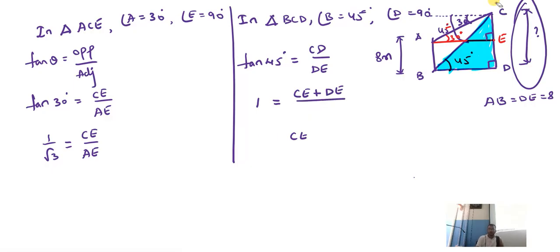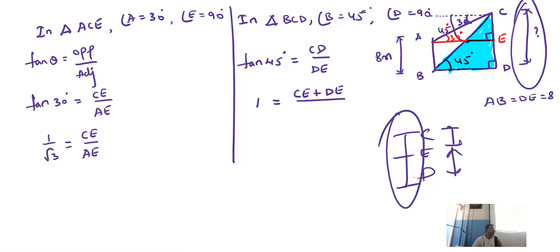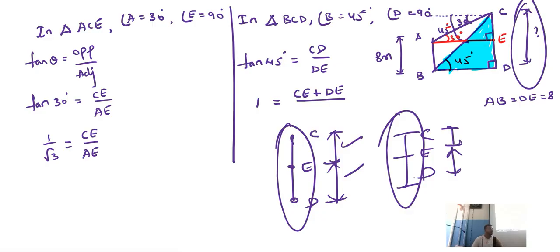Clear? CD is the full side. To get the full side, what should we do? If you add the CE value and DE value, you will get the CD value. Half plus half, full. CD is the full side, no? E is the midpoint. If you want this full side CD, you add the CE value and DE value, and you will get the full side CD.